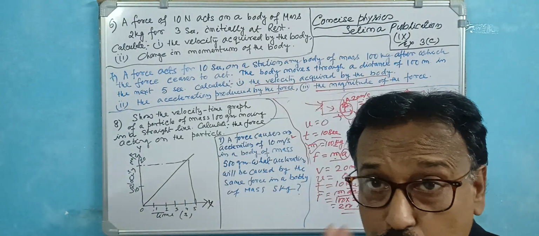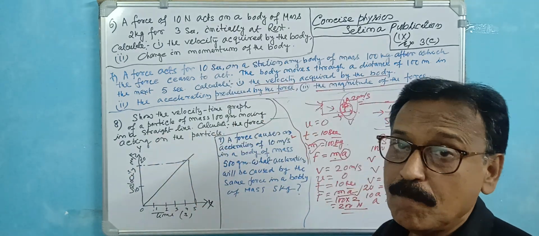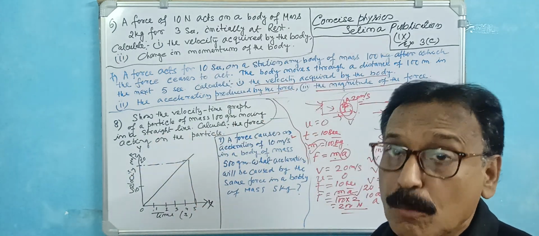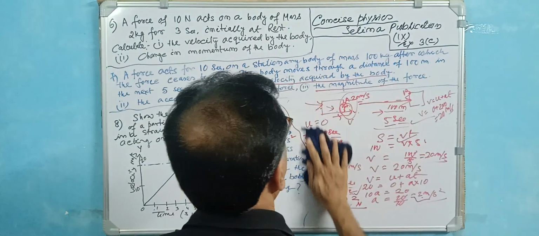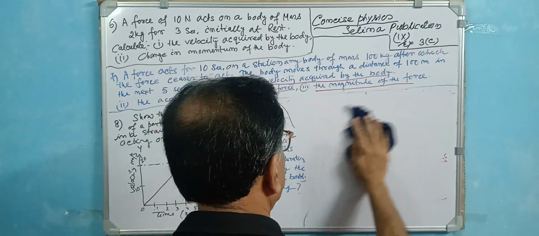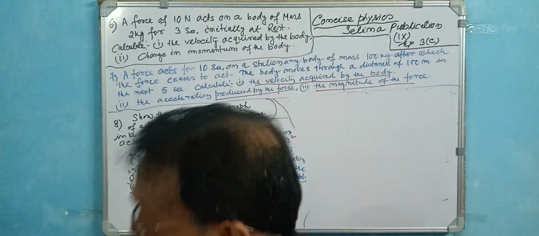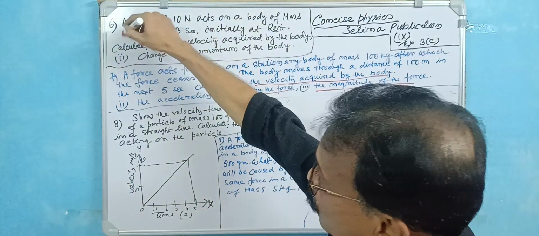In this way, a very easy way, just the concept must be clear. In which way physics numericals will be solved. Okay, now the next sum, very interesting. Six is okay, seven is okay.